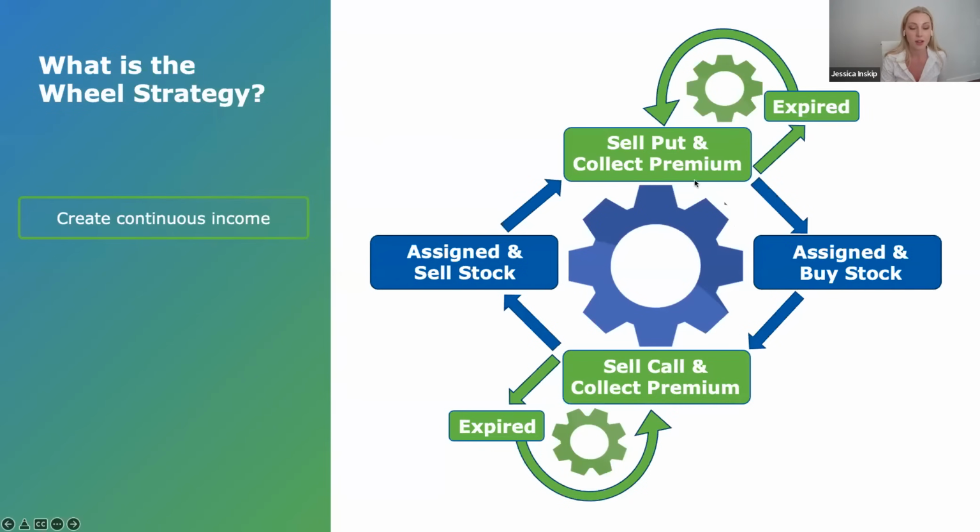So the point of it is you sell a put and you collect premiums. If it expires, you just keep doing it. So it goes in this wheel. Once you're assigned, you then have to buy that stock. But once you buy that stock, you then sell a call against that stock and use that stock as collateral and just keep going through that cycle. In that process, you're able to purchase the stock at a discount because you're collecting premium from selling the put.